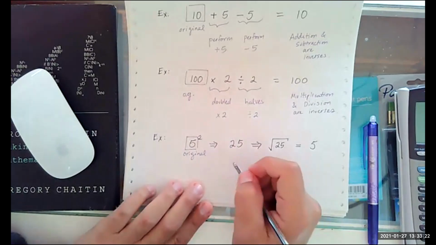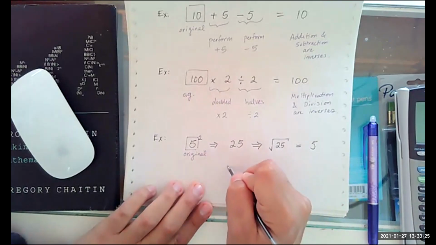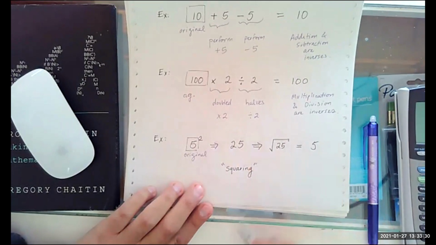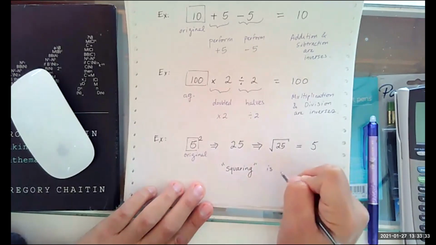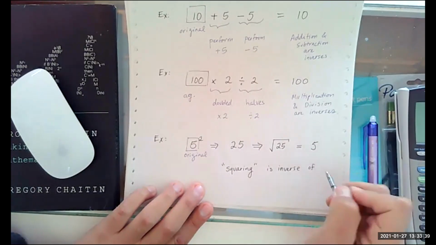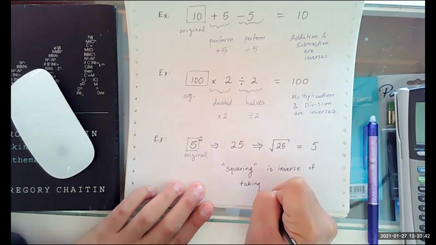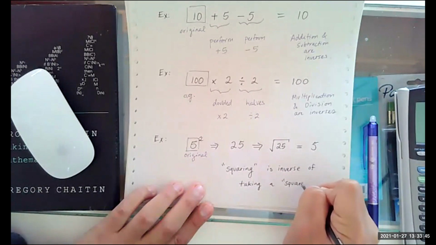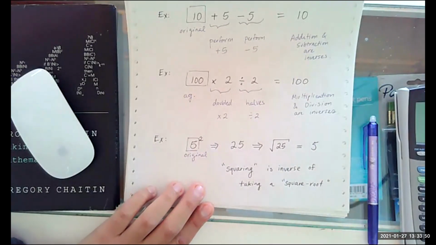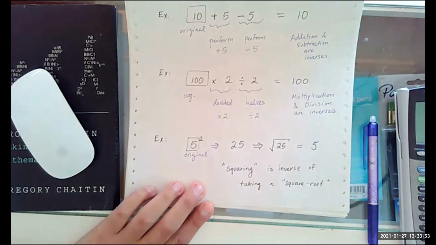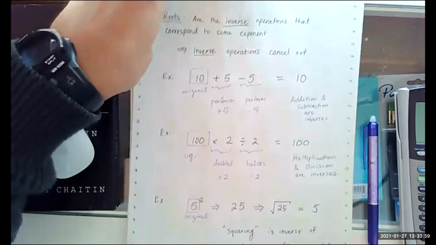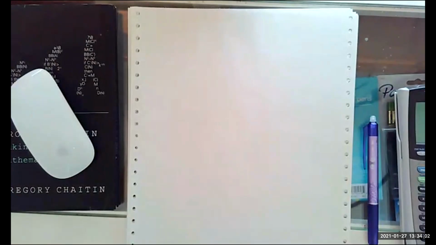Okay, so it turns out that squaring, or raising something to the second power, is an inverse of taking a square root. Have you guys seen this operation before, or this symbol? Yes, way back when. Okay, so I want to talk about some square roots.